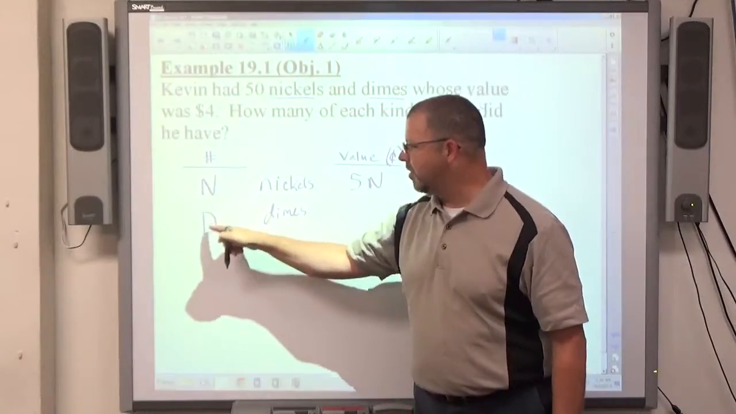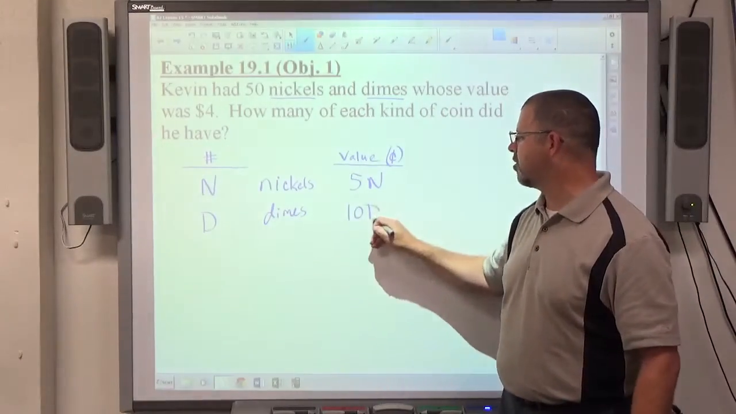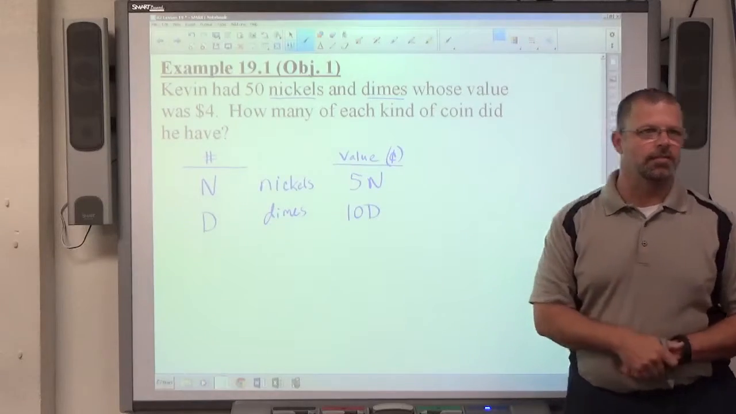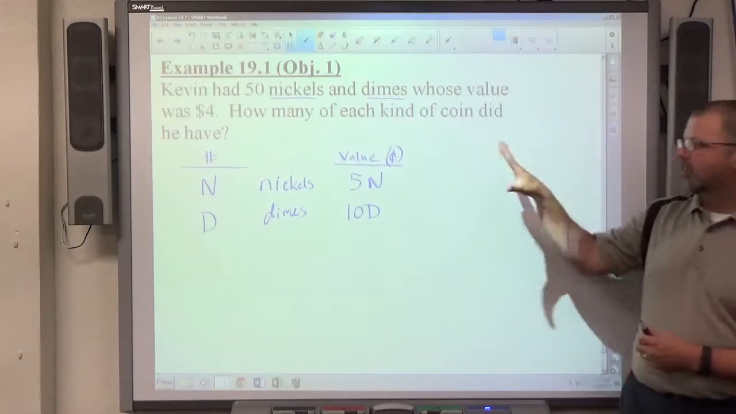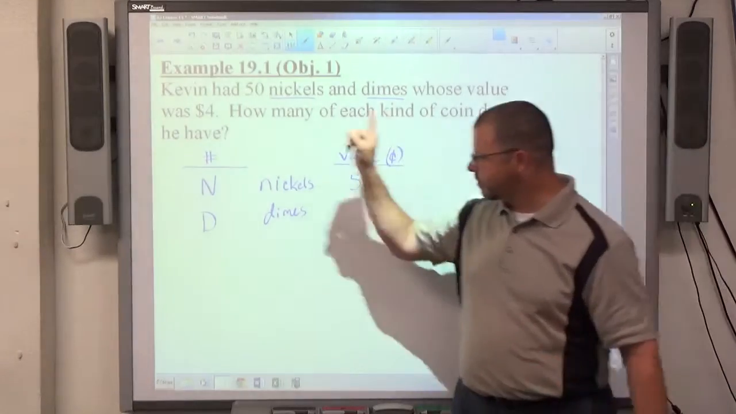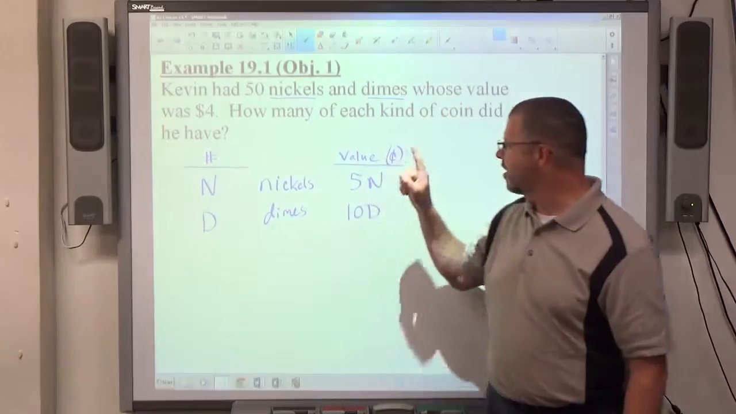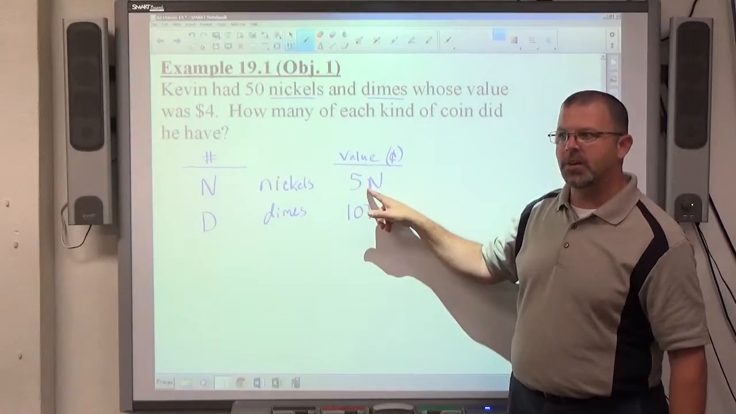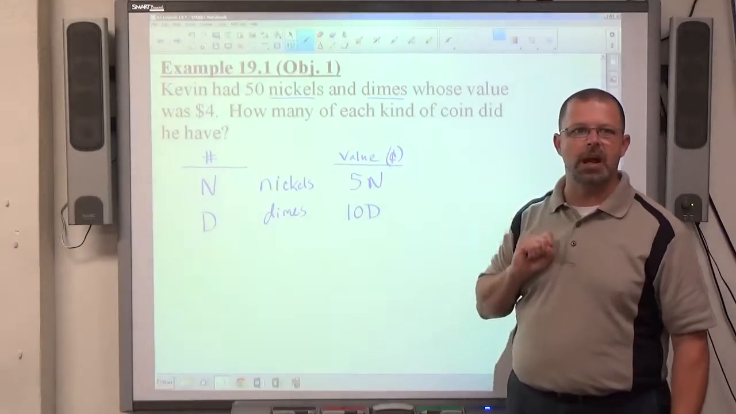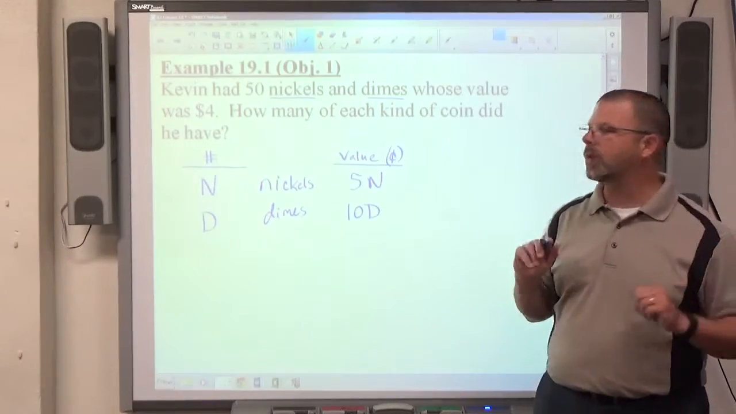Same argument for dimes. He has D dimes. Every dime is worth 10 cents, so 10 times D represents how much money he has in dimes in cents. Okay, so looking at these 4 unknowns, again, I don't know what they equal yet, but I know what they represent. N is how many nickels he has. D is how many dimes he has. 5N cents is how much the nickels are worth. 10D cents is how much the dimes are worth. Get a feel for what those mean and the purpose for what they are.